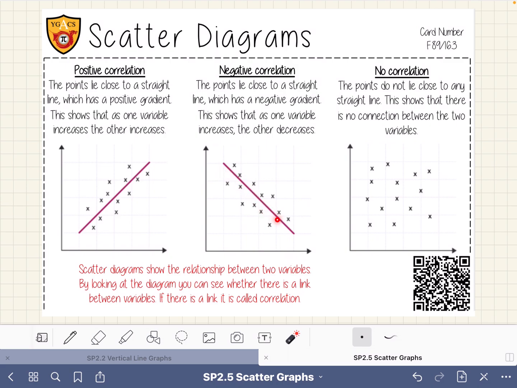Again, when we plot our line of best fit, we would like an equal amount of points above and below the line.